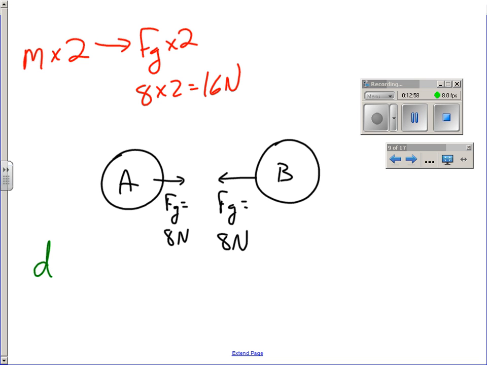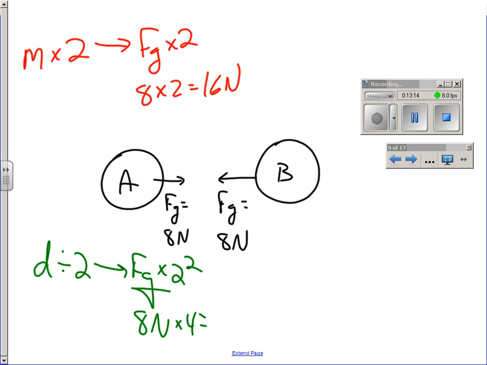Okay? Or what if you moved them so they were half as far apart? If they're only half as far apart, then we're taking our distance and dividing it by 2. So that means that our force of gravity, remember, distance and force of gravity follow the inverse square law. So if our distance got divided by 2, then our force of gravity is going to get multiplied by 2 squared. So you'd take the 8 newtons and multiply it by 4, which will give you 32 newtons. Okay? So, there you go.